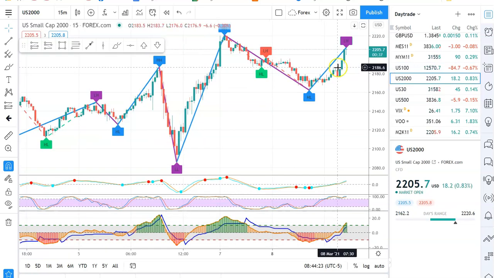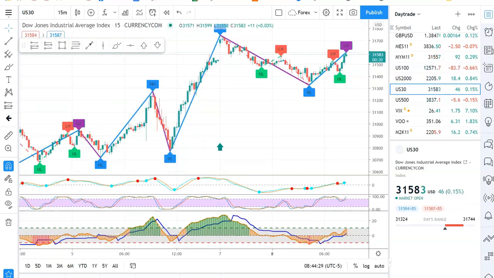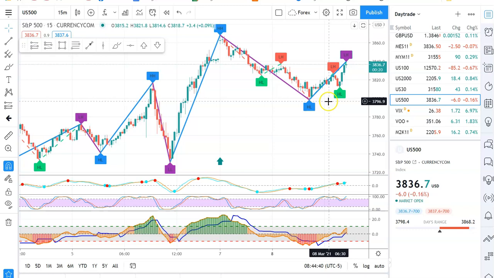The RUT is climbing. That's a good sign. We got green on the Dow Jones. Really good. And it looks like the S&P 500 is starting to climb from that same about 4 o'clock this morning. So I'm optimistic for the open today.